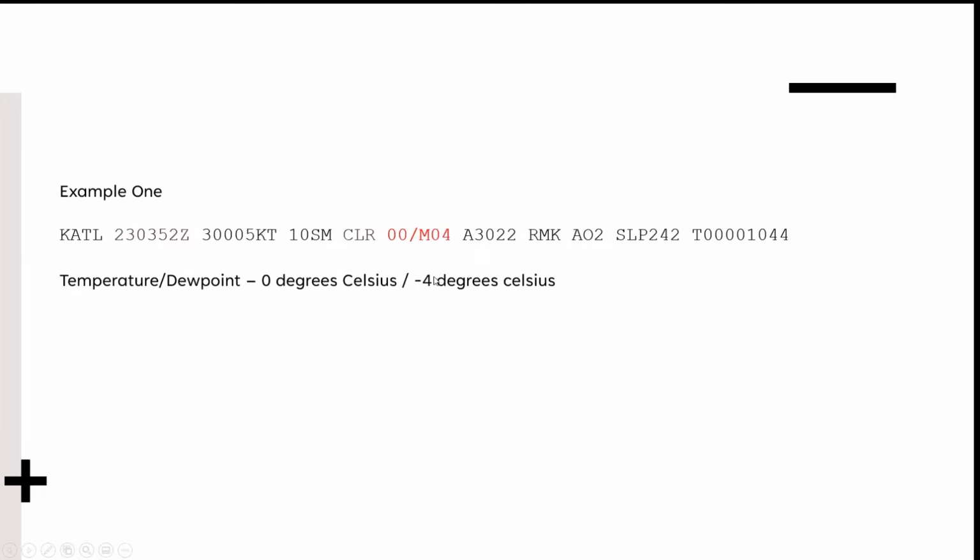So this means -4 degrees Celsius. And your atmospheric pressure, which is what you'll set your altimeter to in your airplane, is 30.22. Next, RMK means that there are remarks following, which means they're not an official part of the METAR. They're just additional information that pilots might find helpful.